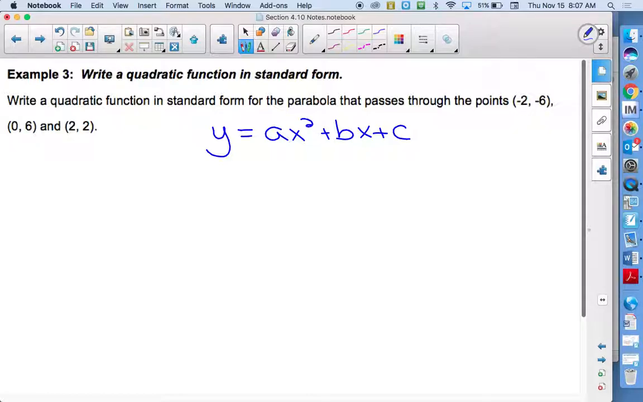This one doesn't give us a nice graph to look at, it just gives us some information. So it says write a quadratic function in standard form for a parabola that passes through the points -2, -6, 0, 6, and 2, 2. Doesn't tell us a vertex. It doesn't give us x-intercepts. It just gives us 3 random points. But those 3 random points are somewhere on a parabola. How do you think you try and work with these 3 points? Holly?